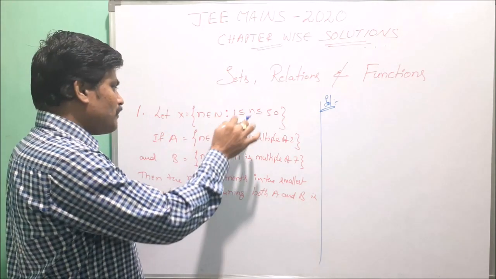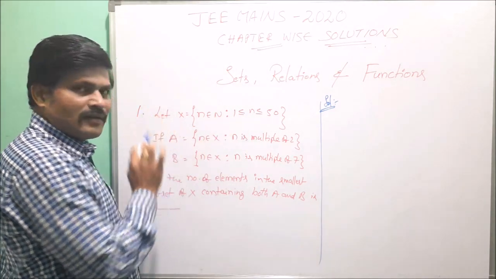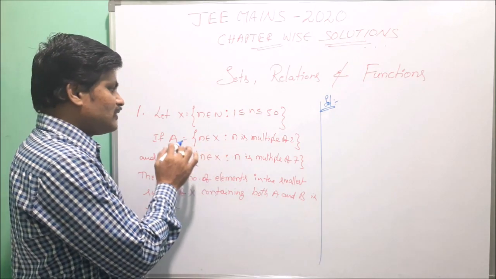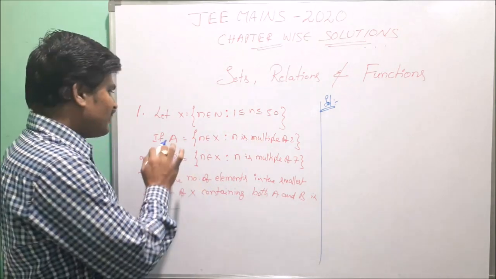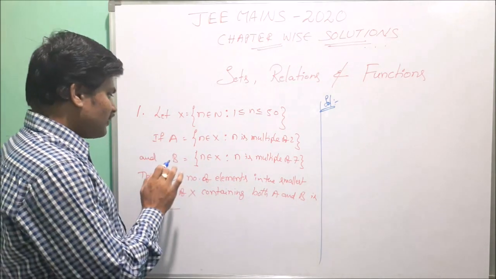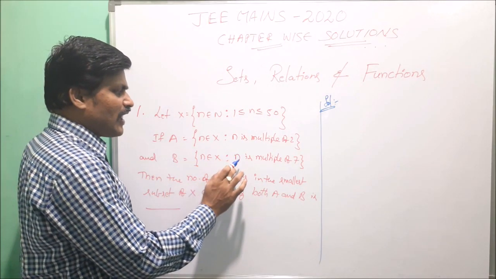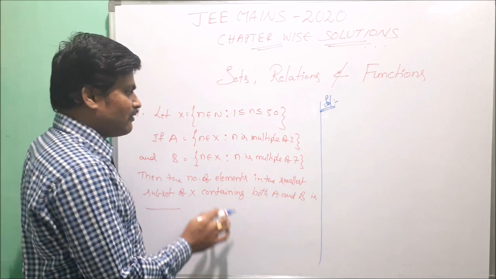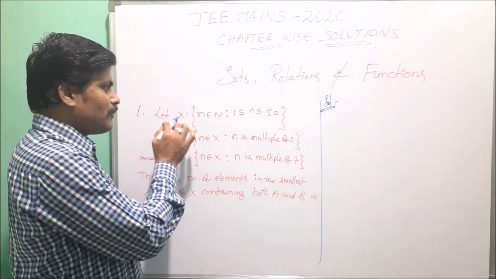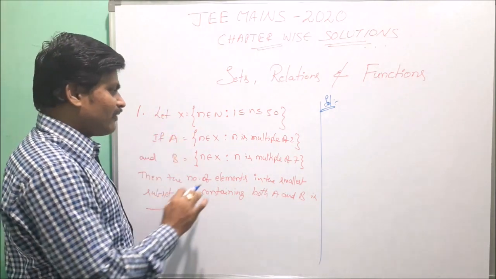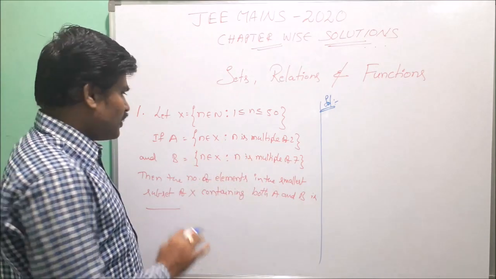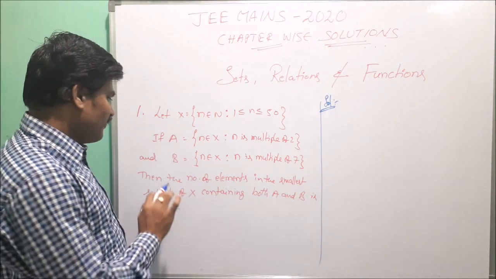Now we take the numbers in the set X. Now here the number is a multiple of 2. This is the second set. The third set is capital B equals n belongs to X. Here also the natural number n is a multiple of 7. Now here also we take the numbers in the set capital X that are multiples of 7. Now these are 2 sets already given.